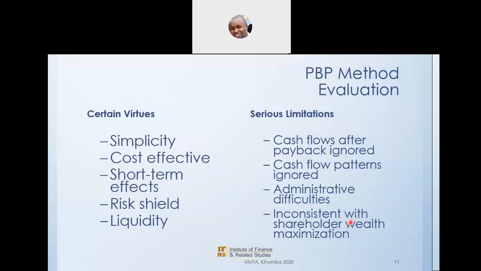What is the shareholders' wealth maximization goal? Shareholders' wealth is maximized by those decisions that have the highest NPV. But you notice here, we are not even considering NPV.